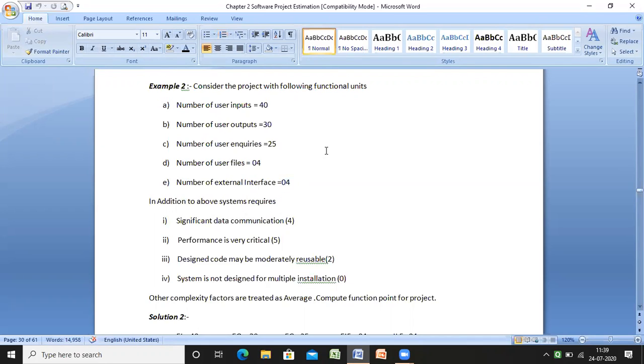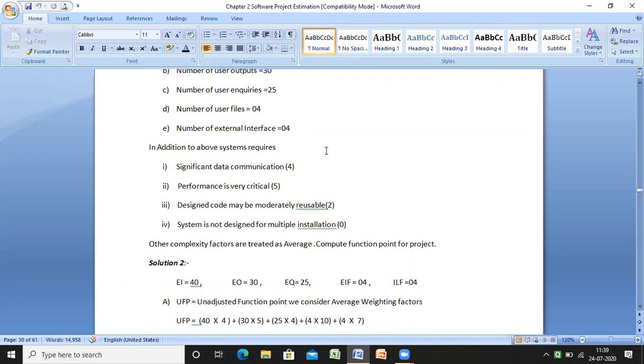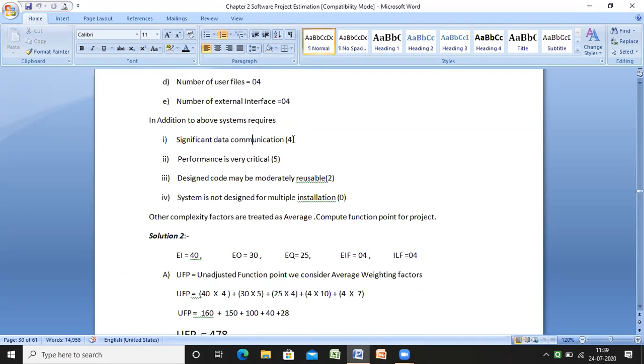In addition to the above, they have mentioned the general system characteristics, like significant data communication is 4, performance is critical is 5, design code may be moderately reusable is 2, system is not designed for multiple installation, that is having a 0 value. In this question they have mentioned that other complexity factors are treated as average.